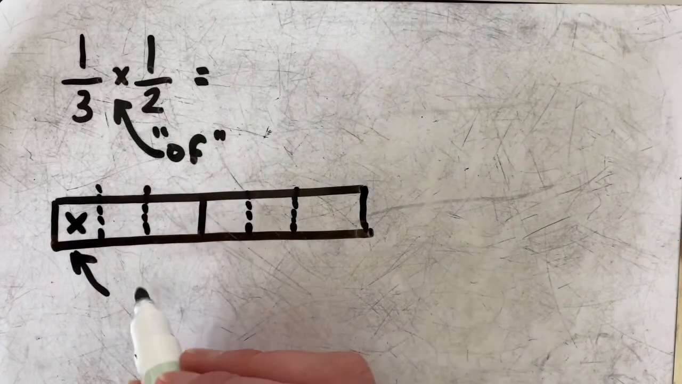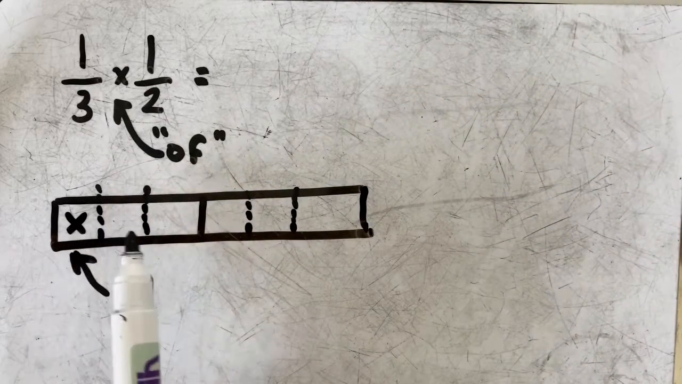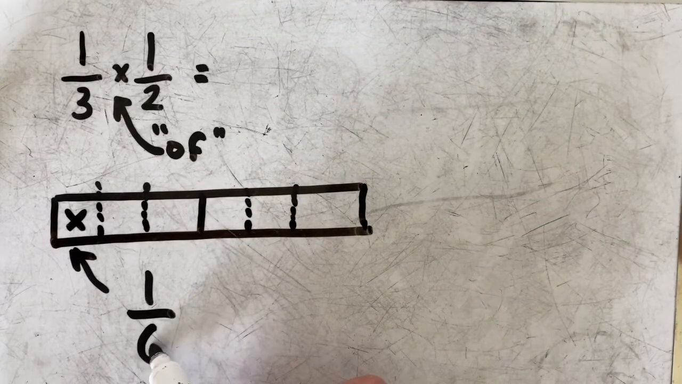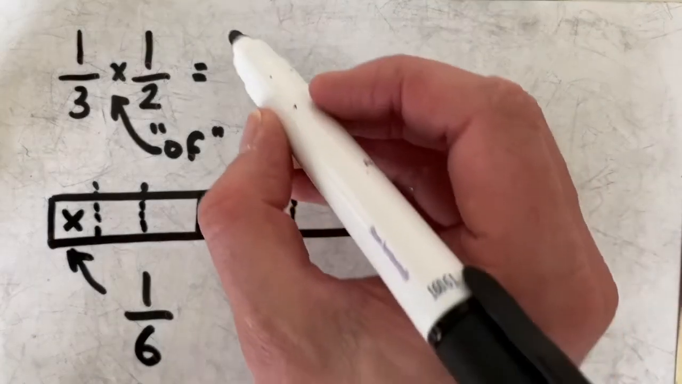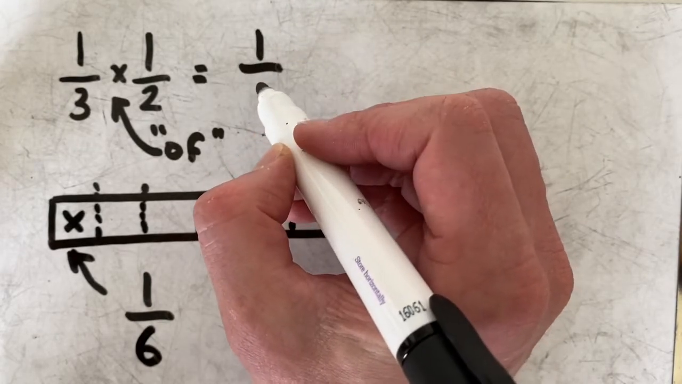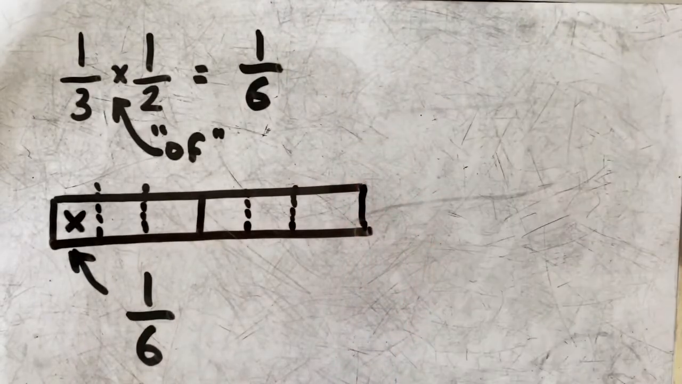So that is 1 out of now how many boxes? 1, 2, 3, 4, 5, 6. So what really happens when you multiply fractions is you can simply times the numerators together, 1 times 1, and times the denominators together, 3 times 2. So the answer is 1/6.